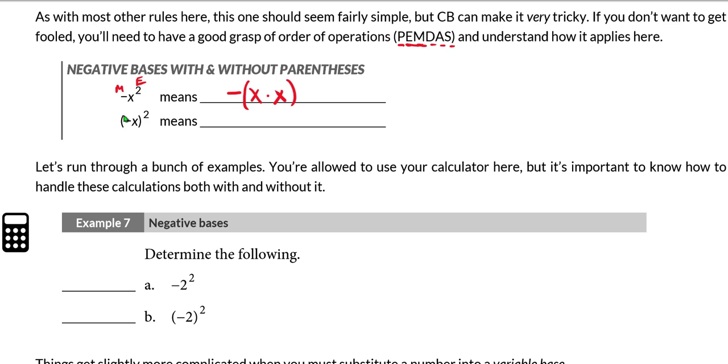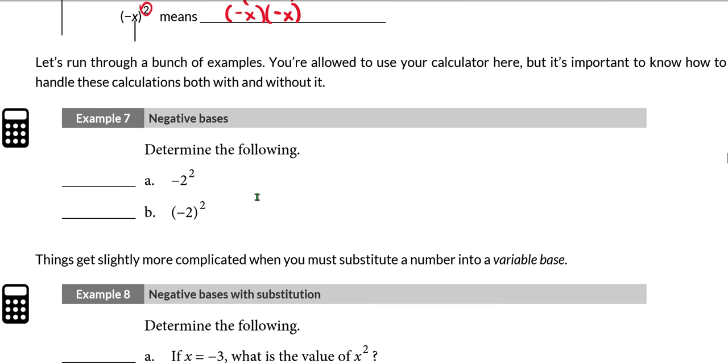But if we have parentheses around the negative x, what that means is we are multiplying negative x by itself. We are squaring negative x. So negative x times negative x, which of course would give you positive x squared. Two negatives being multiplied together would give you a positive. We're going to run through a bunch of examples. You can use your calculator here, but you need to understand what the calculator is doing, or more accurately what you are telling the calculator to do.